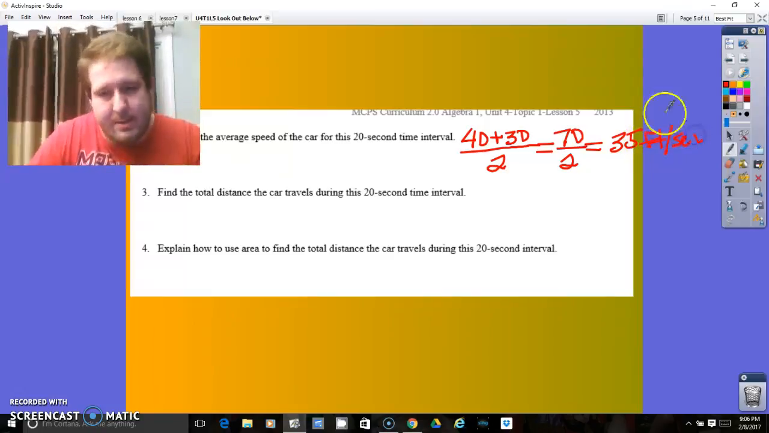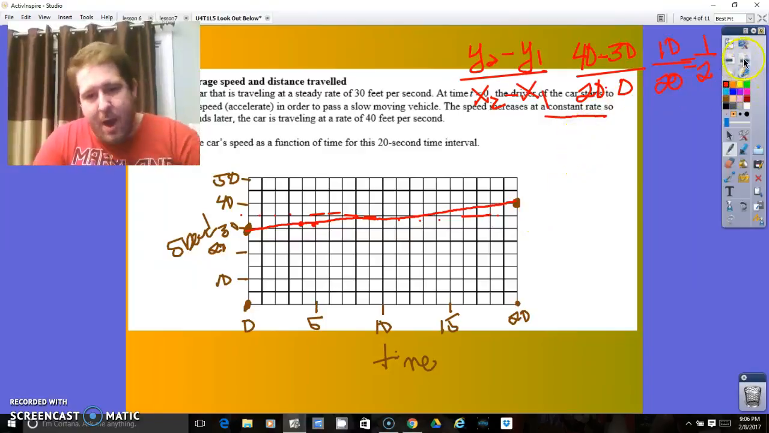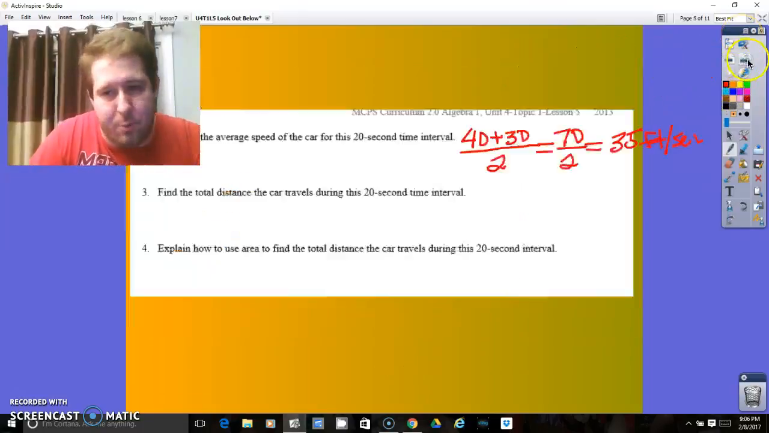per second. Now that makes sense, because if you started at 30 and you ended at 40, somewhere in the middle is going to be your actual average. Your average in this case was exactly 35, because that's right in the middle of those two points.